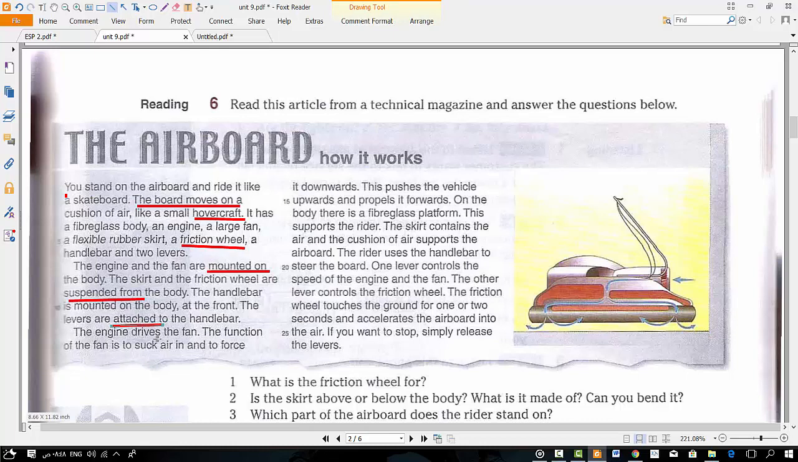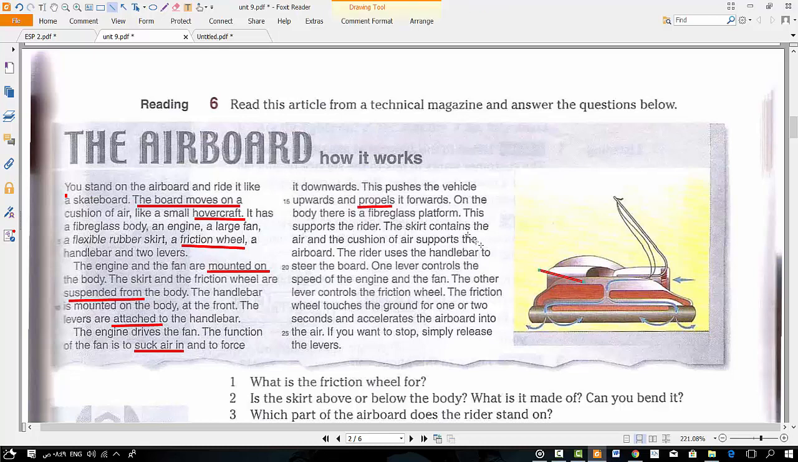The engine drives the fan. The function of the fan is to suck air in, and to force it downwards. This pushes the vehicle upwards and propels it forwards. Propels means push it forwards. On the body there is a fiberglass platform.